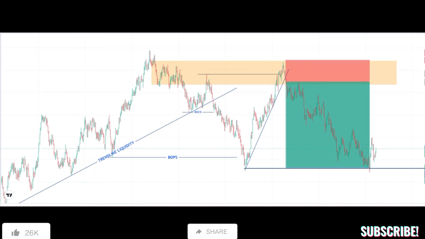So first off, we are going to 30 minutes time frame. I'm going to be using 30 minutes time frame and 5 minutes time frame. So 30 minutes time frame is going to be for identification of trend, directional bias. Then the 5 minutes time frame is going to be for entry.